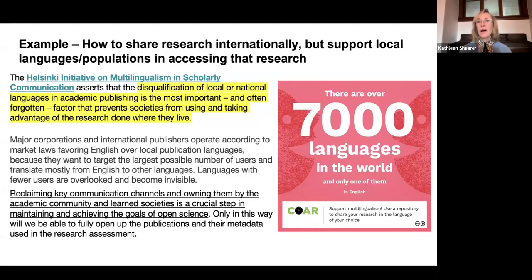you include the metadata in English in a way that it also becomes part of the international global knowledge commons, because what we don't want is also that research to be siloed only in those countries as well.